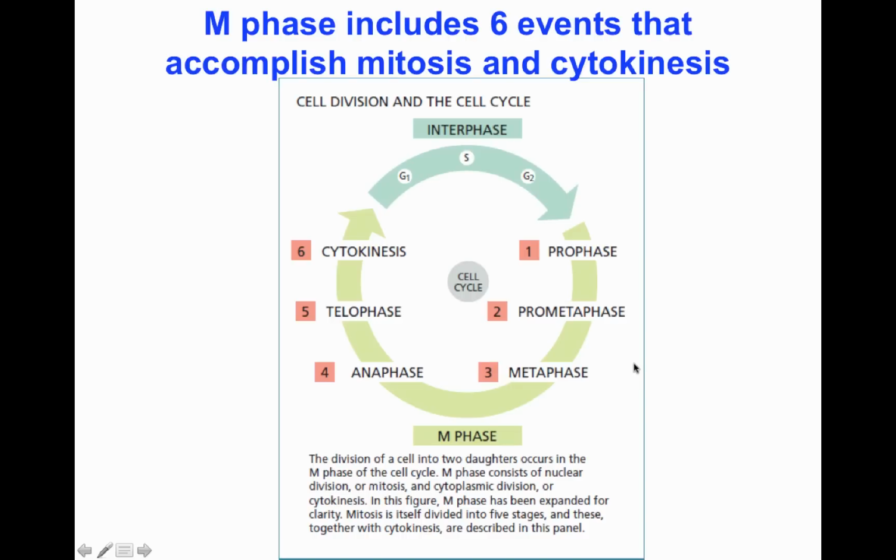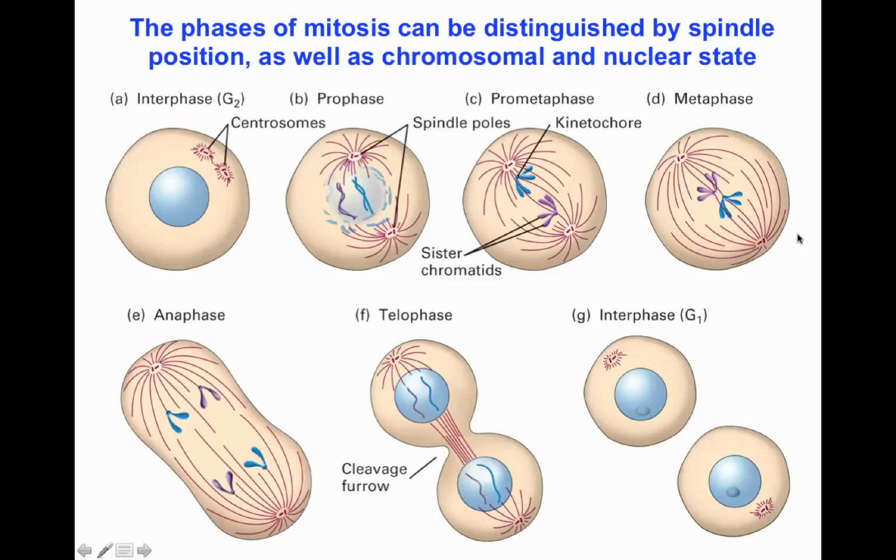So what we have in this image are the 6 different steps that are required for M phase. As I mentioned, mitosis will include prophase, prometaphase, metaphase, anaphase, and telophase, while the separation of the two daughter cells will be done by cytokinesis. And all these processes are going to be controlled by M-Cdk.